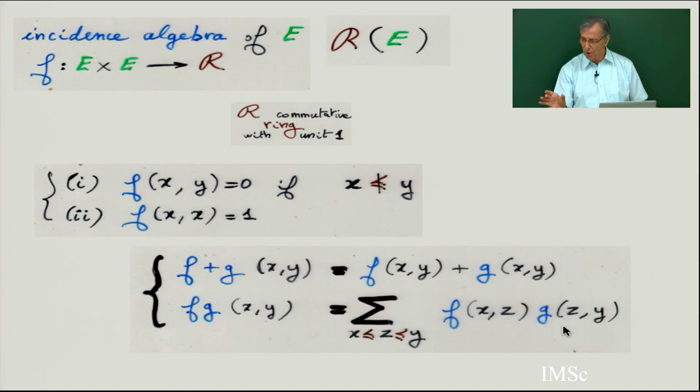And you sum over all the possible z between x and y. So it's a kind of convolution product. So this is a product on this, and this makes these two with a product by a scalar. This makes an algebra, which is called the incidence algebra of the poset.